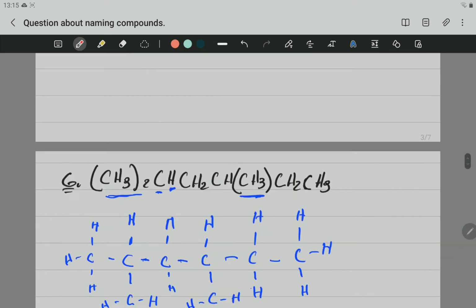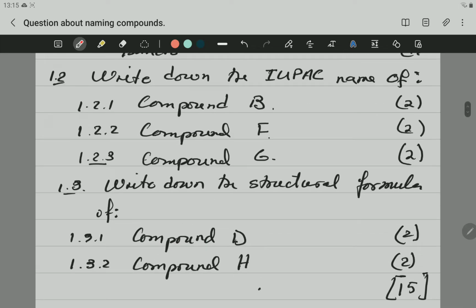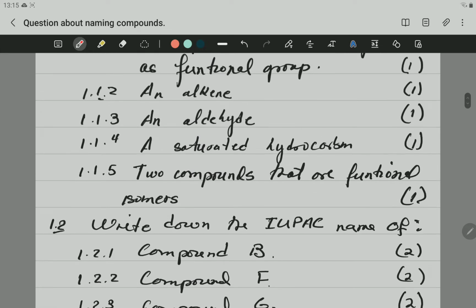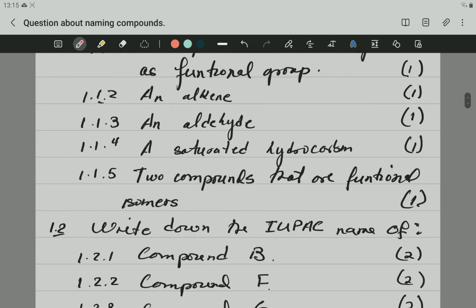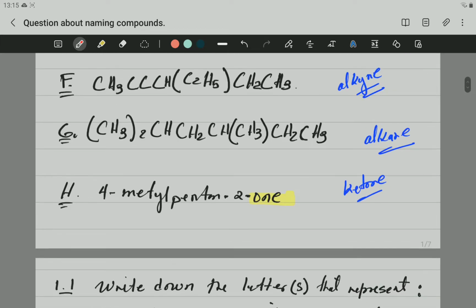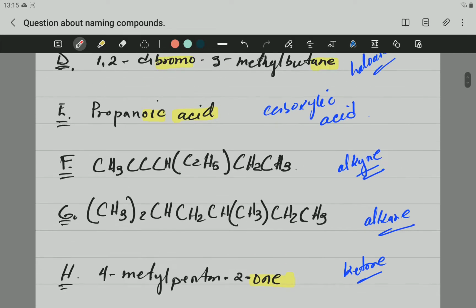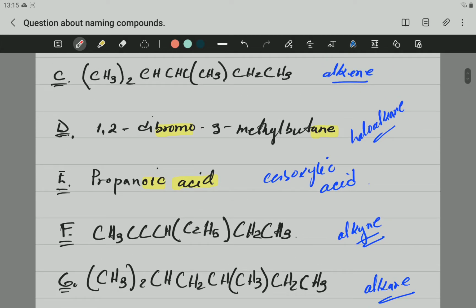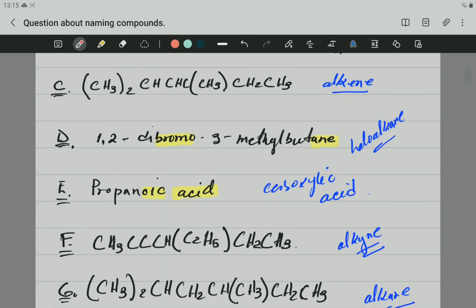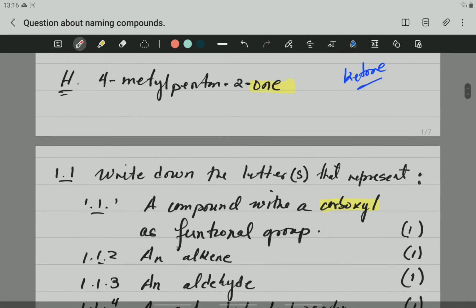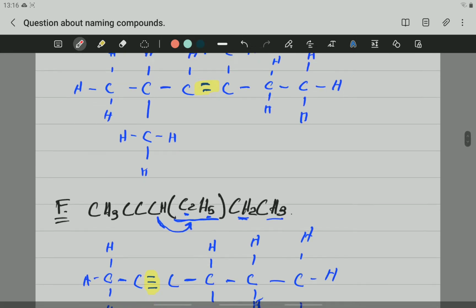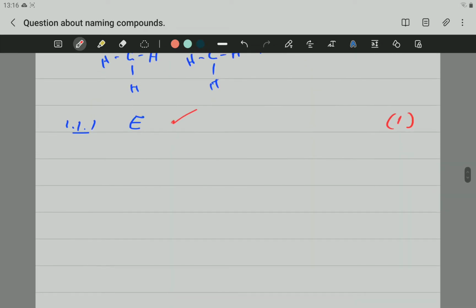Okay, so let's go to 1.1.2. They said which one of the compounds is an alkene. If you go there, then we know that the alkene is compound D. The alkane is compound C. Alright, so we are going to compound C. That is the answer for 1.1.2.